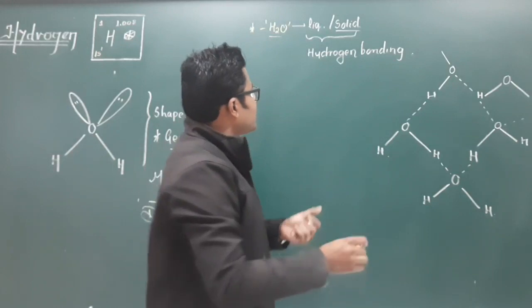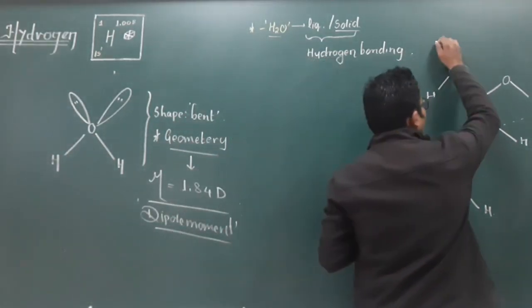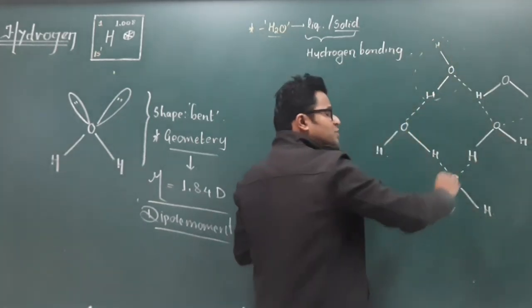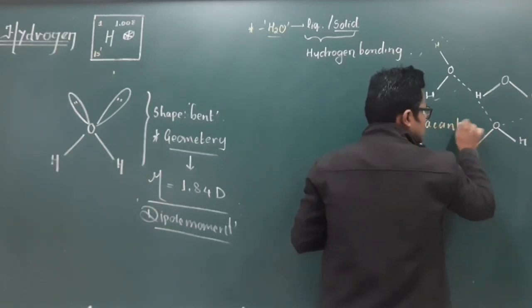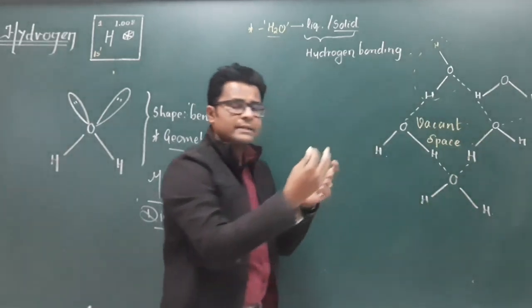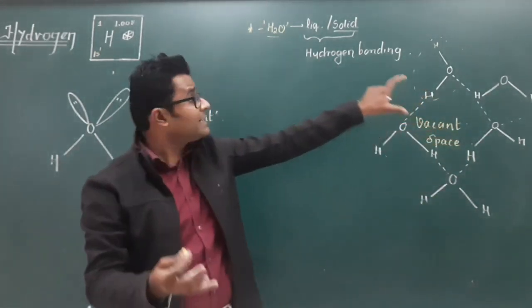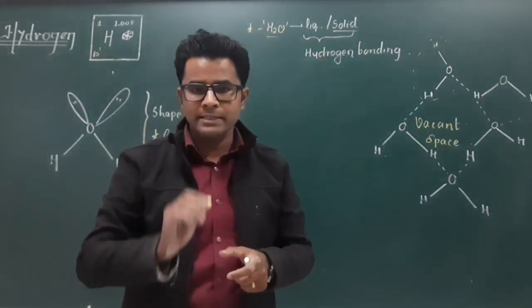When we take a look at the solid form, the water molecules are being affected by the hydrogen bond, due to which it creates a vacant space in the middle. Due to this vacant space, the density of that solid, that is the density of ice, decreases.